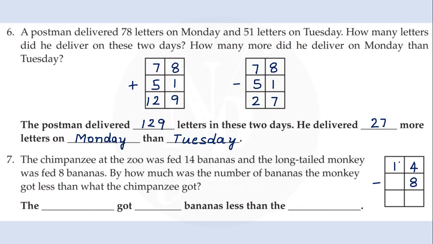We have to regroup. So now this will become 0 and we make this 14. Now subtracting 8 ones from 14 ones, you get 6 ones. Here we have 0.